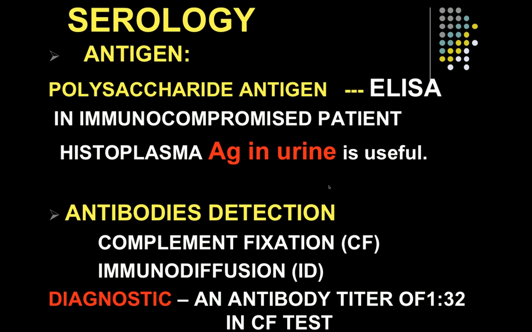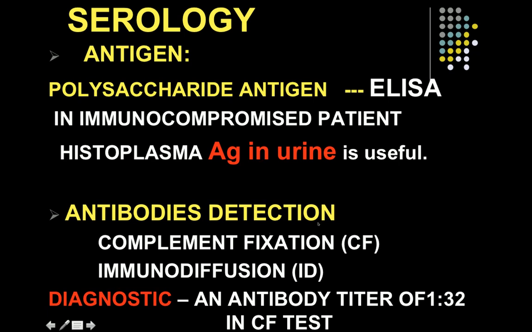Then we can also perform serological tests, and when we talk about serological tests, we are basically trying to look for the antigens, or we are going to find the antibodies in the patient's serum. Now the antigens can be detected. It's a polysaccharide antigen which can be detected by ELISA, which is enzyme-linked immunosorbent assay. However, in immunocompromised patients, the antigens are detected in the urine. This is very important, and this is the test which is mainly performed in immunocompromised individuals. The Histoplasma antigen is detected in the urine because in immunocompromised individuals the antibodies cannot be seen.